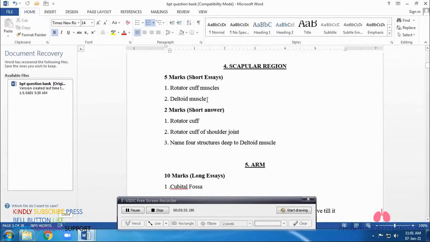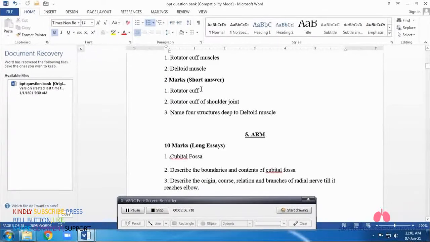2 marker, rotator cuff muscles. Again, name the rotator cuff muscles. So it is a 2 or 3 marker, and by default you should know it. Now rotator cuff of shoulder joint, again the same thing they're asking. Name 4 structures deep to deltoid muscle. There are some structures which are deep to deltoid muscle, some joints, some bones, so just mention about that.